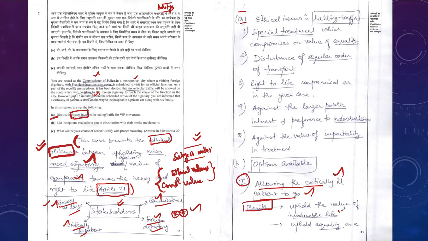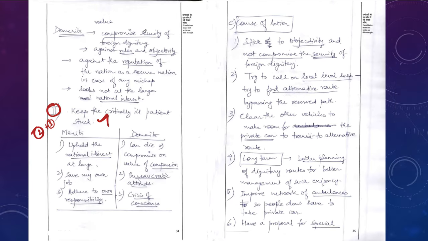Uphold the value of invaluable life, equality; then compromise security, objectivity, reputation, national interest; then responsibility, compassion, bureaucratic attitude, crisis of conscience. All the important ethical terminologies or values, this topper has used. Not only has he used them, he has highlighted them also. Even though he has generated only 2 options, he has written it in a very impressive manner.